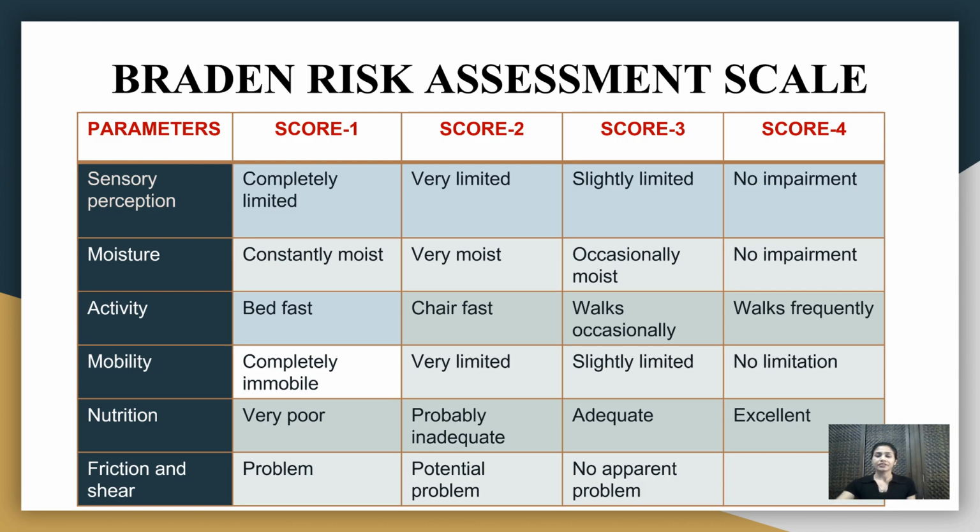And this is Braden risk assessment scale. As I said, it consists of 6 components: sensory perception, moisture, activity, mobility, nutrition, friction and shear. And the score ranges from a minimum score of 1 to a maximum score of 4. The scorings will be given according to the risk factors and it may differ from patient to patient. So the total minimum score is 6 and the maximum score is 23.